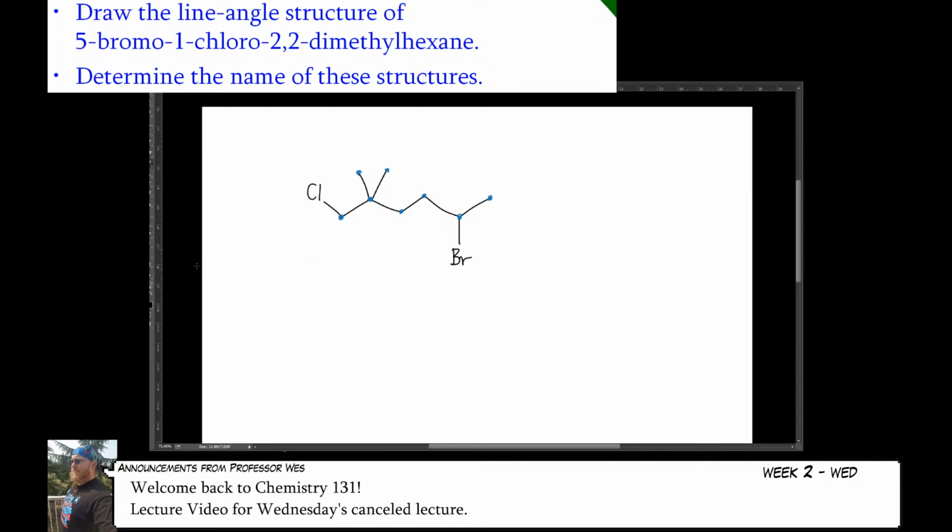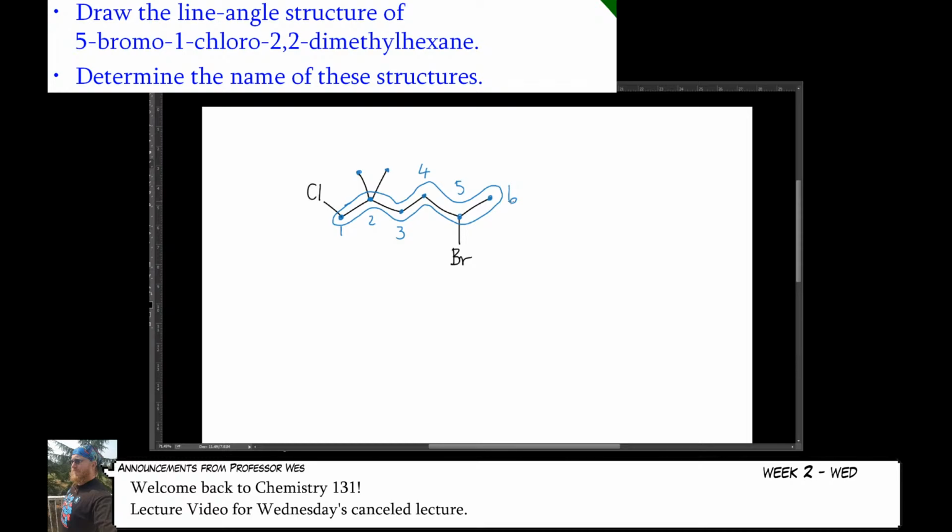And then I'm going to circle our hexane here. There you go. So there's our hexane. And I guess we'll number it too. More information is good for you guys, right? Whatever you need, I can just put it on the screen. That's totally cool. So there's the structure for 5-bromo, 1-chloro, 2,2-dimethyl hexane.